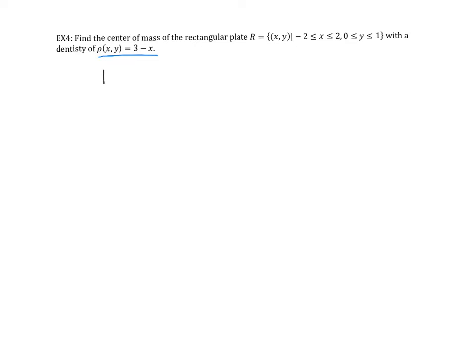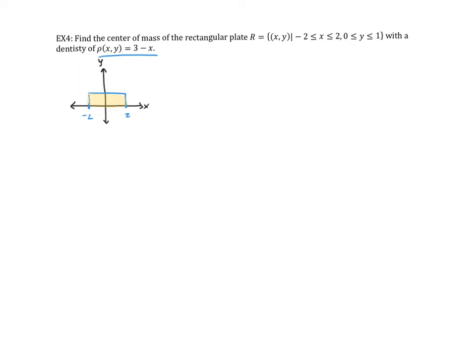Well, let me sketch the region. The region has negative to positive x values, but the y values go from 0 to 1. So I'll kind of sketch it down here. So x is going to go from, I'll just make this a negative 2 and a positive 2. Y goes from 0 to 1, and it's definitely not to scale, but it does something like this. And I have my plate.